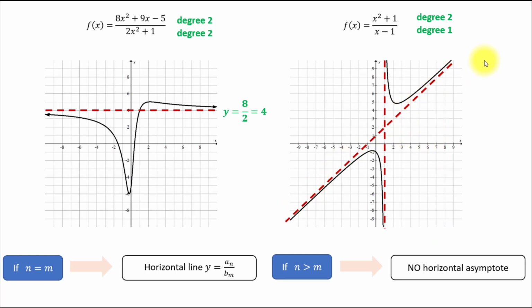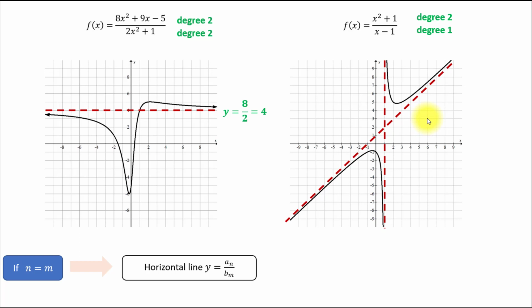Here's that line. And as you can see, in this case, the degree of the numerator, which is 2, is exactly 1 more than the degree of the denominator, which is 1. Let me demonstrate the steps that we would have to take if we had to find and graph this slant asymptote. For that, we would have to divide the polynomial in the numerator, x squared plus 1, by the polynomial in the denominator, which is x minus 1.